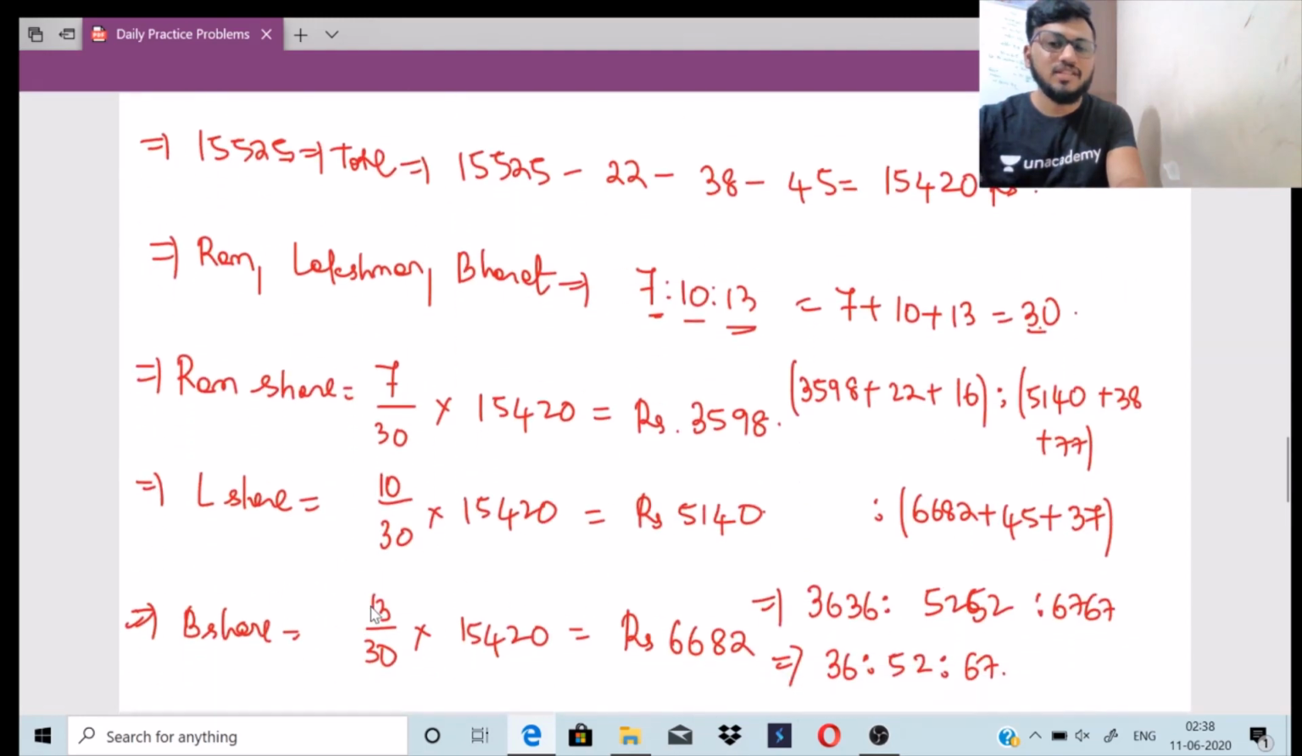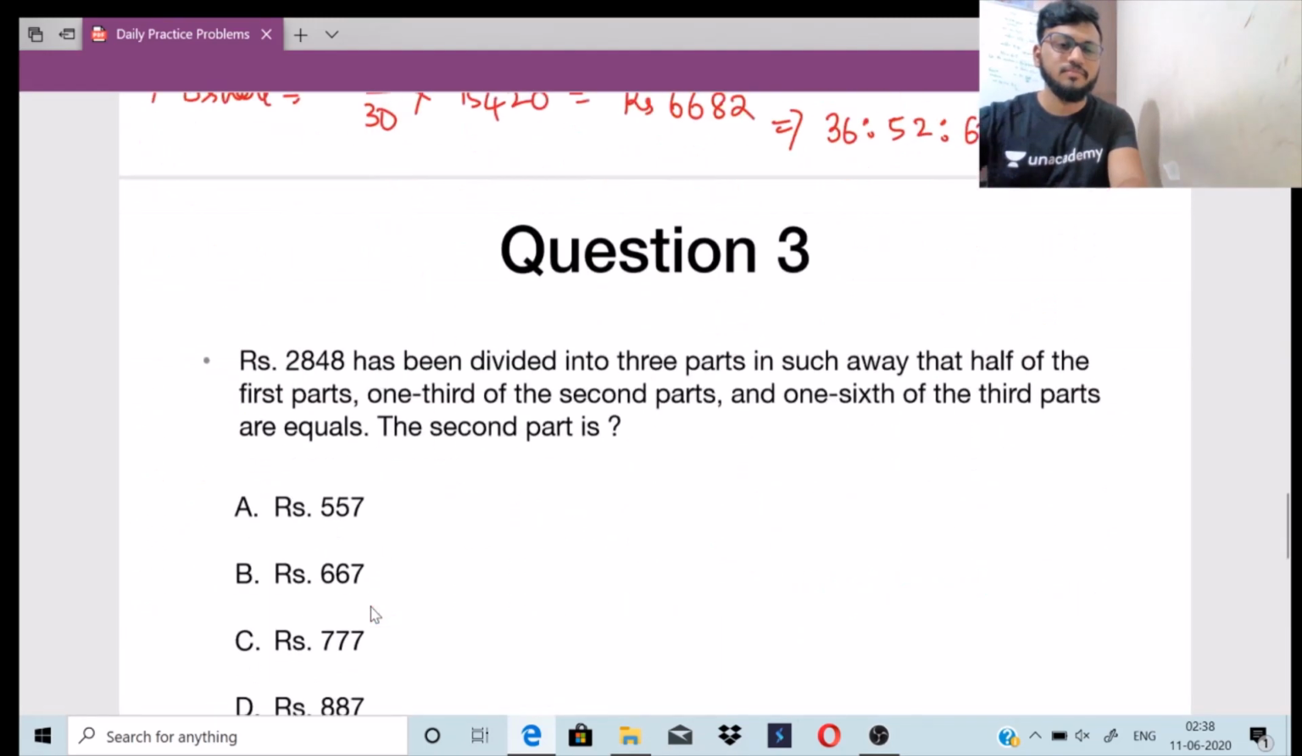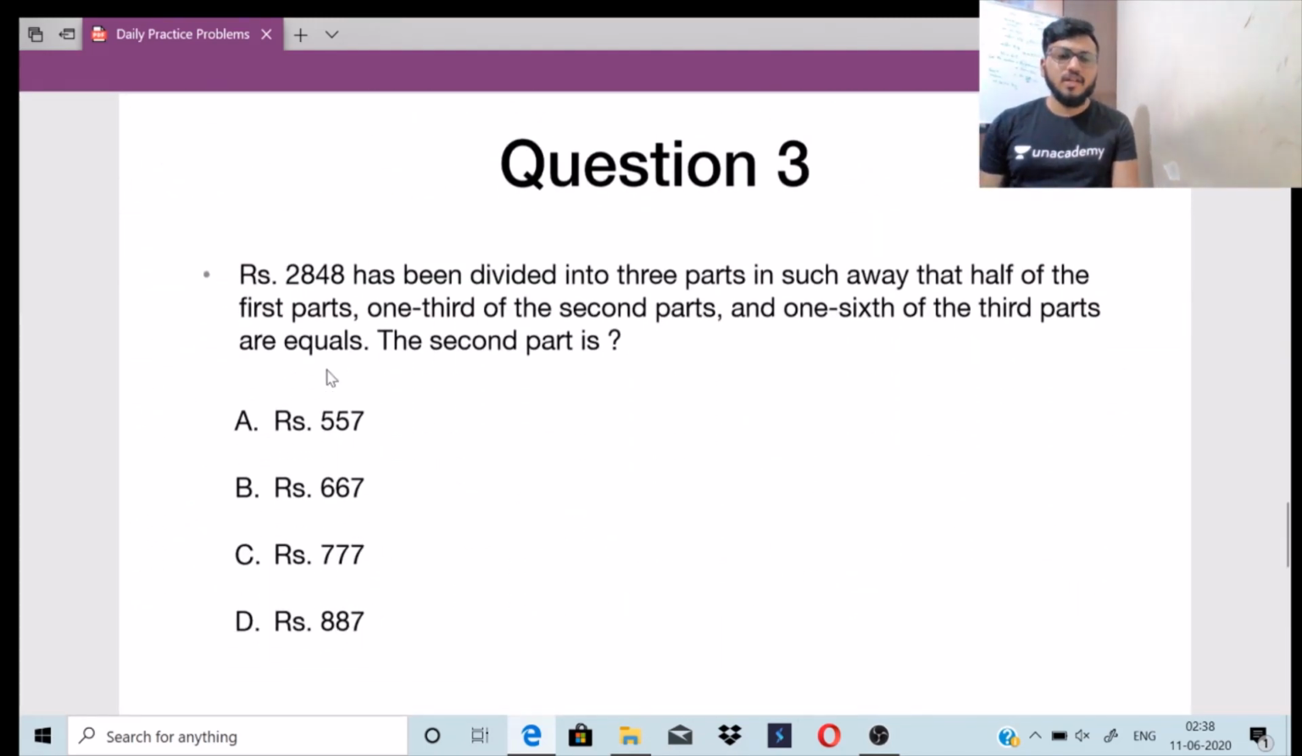Let's move on to the last question of the daily practice problems. Okay, so question number 3. Rupees 2,848 has been divided into three parts in such a way that half of the first part, 1/3 of the second part, and 1/6 of the third part are equal. How much is the second part? Okay, so the total sum here is rupees 2,848.